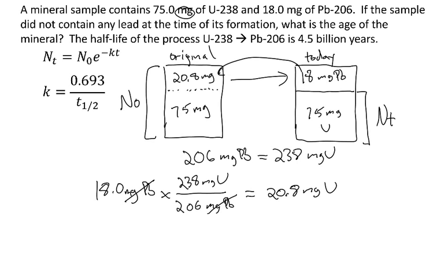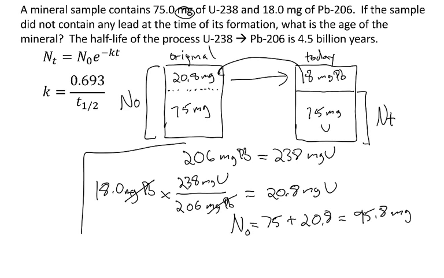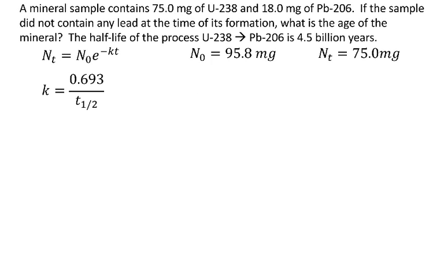So that's what this piece was, 20.8 milligrams. Then I know N0 is going to be 75 plus 20.8, or 95.8 milligrams. Now the rest of the problem is going to be exactly like all the other examples we've been doing. It's just this part that's unique to the uranium and lead dating. We'll finish it off on the last two slides.